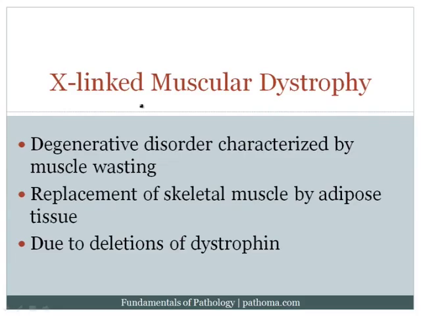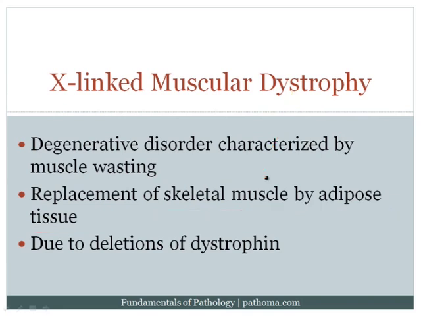Moving on to X-linked muscular dystrophy, this is a degenerative disorder characterized by muscle wasting, but the most important and most high-yield point concerning this disorder is that you get replacement of skeletal muscle by adipose tissue. In fact, that's really what's meant by dystrophy. And so X-linked muscular dystrophy, replacement of skeletal muscle by adipose tissue.